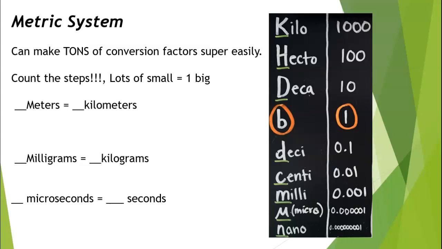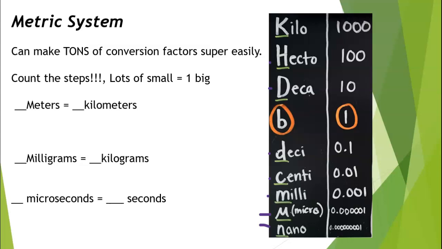A great way to remember the order of the metric system is the phrase, King Henry died by drinking chocolate milk, meaning that it's kilo, hecto, deca, the base unit, deci, centi, milli. But here in chemistry class, we also need two more conversions. We need the conversion to micro and to nano. So here we say, King Henry died by drinking chocolate milk, micro, nano. Just add those two things on to the end.